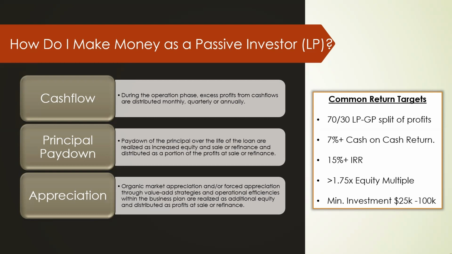Then lastly is appreciation. And again, in the commercial space, there's really 2 ways that we can get appreciation. One, just like residential, is organic market appreciation. Like we've seen over the last few years, we've seen a lot of this organic market appreciation. But secondly, in the commercial space and in multifamily, you can have forced appreciation through these value add strategies.